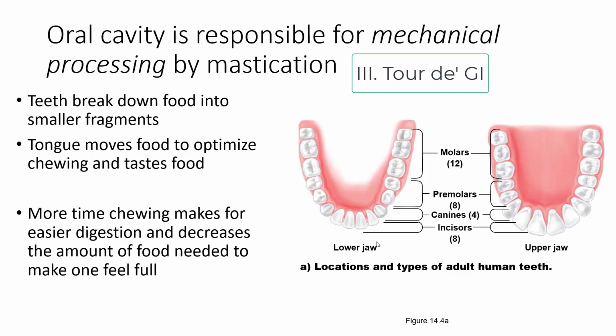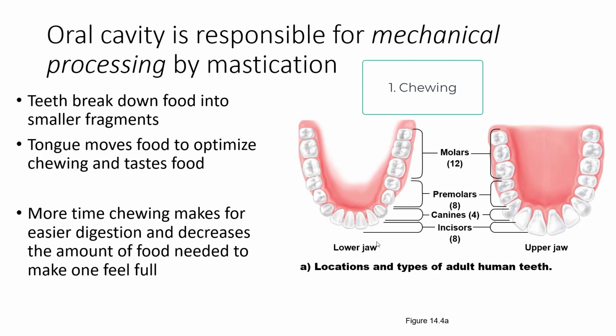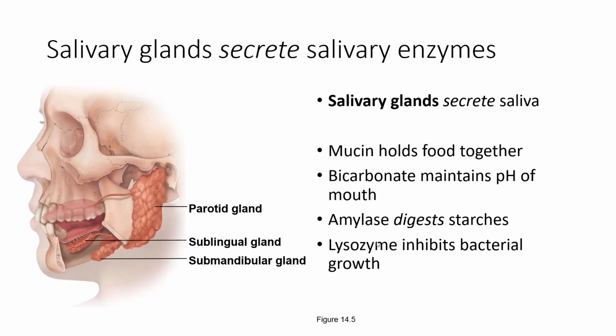Let's look through the GI tract, starting in the mouth. So first off is the oral cavity. It's responsible for the mechanical processing through the process of mastication. What we have here are teeth, which will break down the food into smaller fragments, and a tongue that moves food around to optimize the chewing and taste the food to make sure it is worthy of passing into the throat. More time spent chewing makes for easier digestion and decreases the amount of food needed to make one feel full. But it's not just mechanical processing.